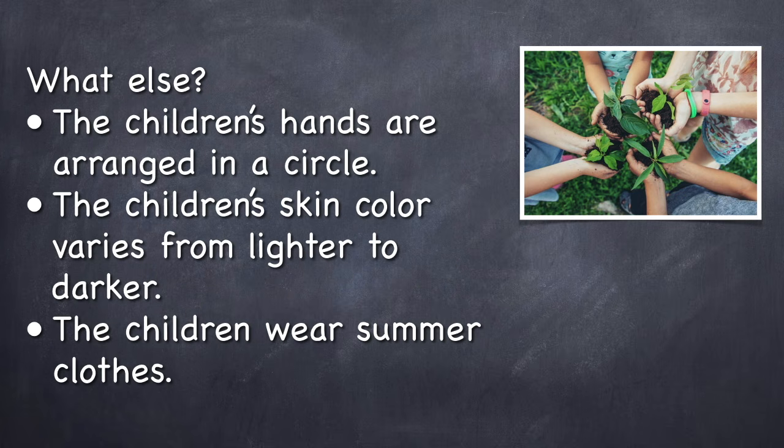So what else do we observe? Now we observe this would be the next level of paying attention to this. Okay, we're going a little bit deeper. So we notice that the children's hands are arranged in a circle. We also notice that the children's skin color varies from lighter to darker. Some of them are a little bit darker, some of them are a little bit lighter. And we notice that the children wear summer clothes. So that's another thing we notice. This is not the winter, clearly, right? This is the summer. Okay.